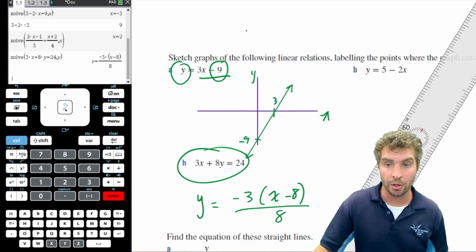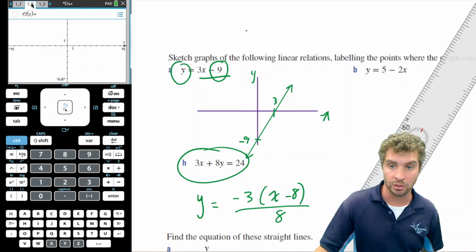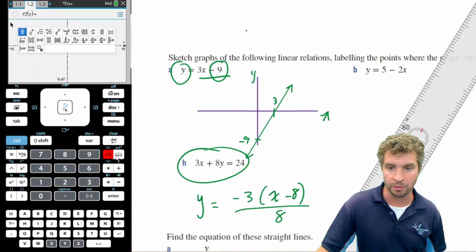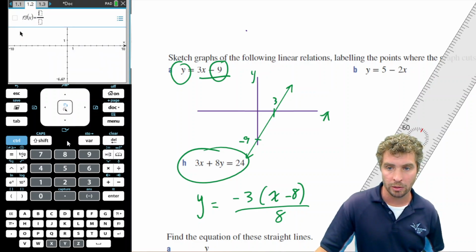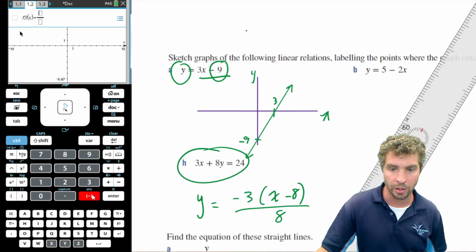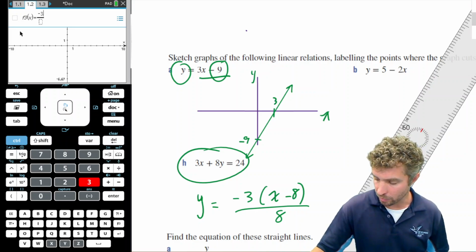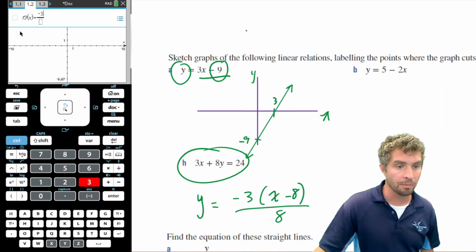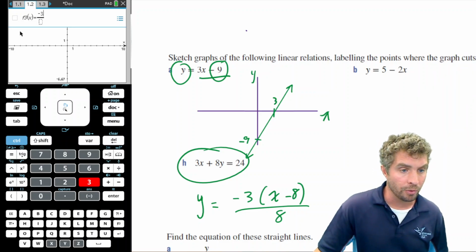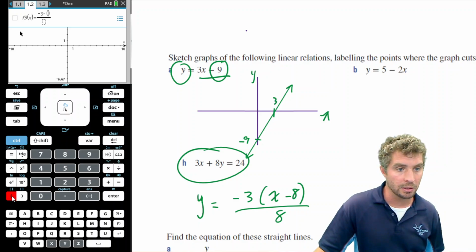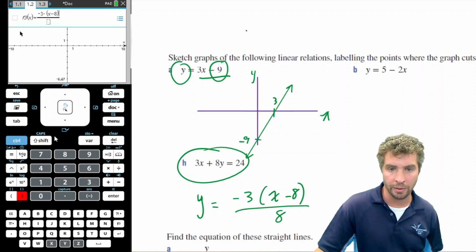Okay, now I'm going to go back to one of my graphs, and you know what, I might actually use this blank graph that I have here. Okay, and I'm going to type that in. So I'm going to use the fraction button, click that center button, so I do -3 using the negative button, not the minus. Okay, turn my ruler off, get rid of that. Okay, -3 times brackets x minus 8 in brackets, and then go to the bottom of my fraction and put over 8.